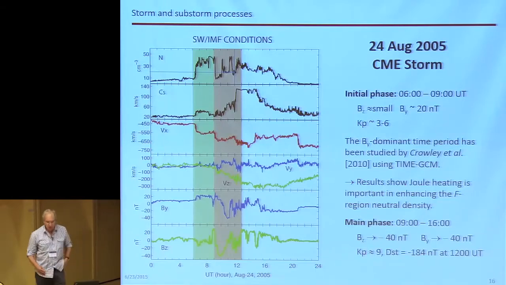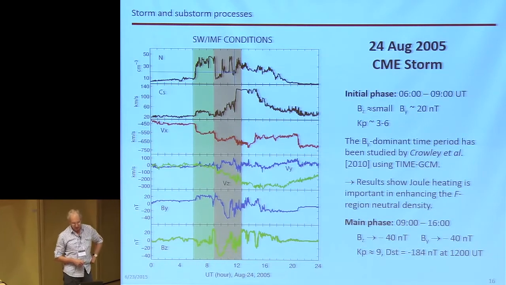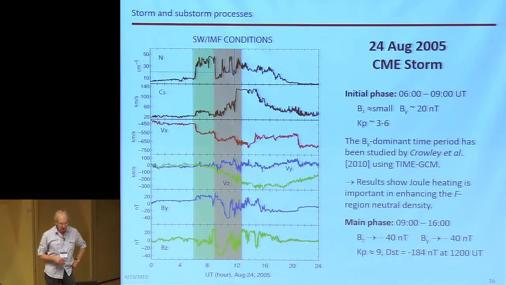Okay. So with some insights, not complete yet, into at least the electrodynamic aspects of the MI interaction, let me now go on and talk about storm and substorm processes and focus on a particular storm and do some more experiments to try and tease out cause and effect for you.